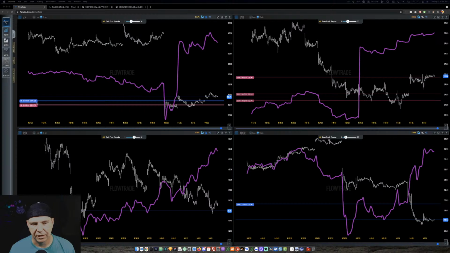If you see me draw any light blue lines, those are dark pool block trades. If you see me draw any red lines, those are regular block trades. If I draw a white line, that means that the dark pool and the regular block trade are so close to each other that you can't distinguish them. So I throw a white line down there and it makes everybody happy.